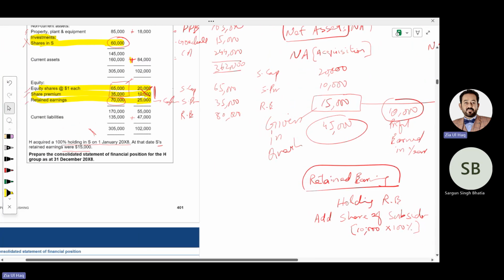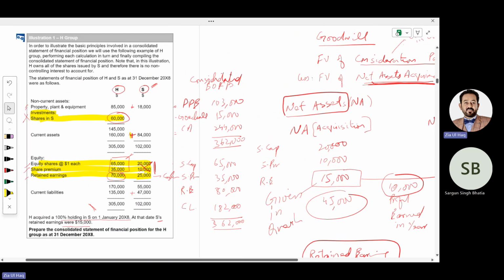And then we need to add the current liabilities. How much? 135 plus 47. How much is this? 182,000. Can you add and check whether it's 362,000? Yes, 362,000. So we have learned how to prepare consolidated financial statements.